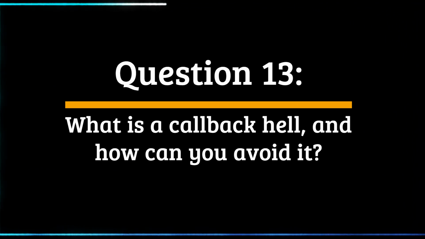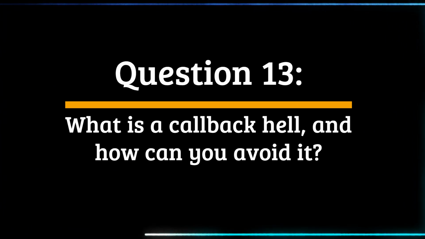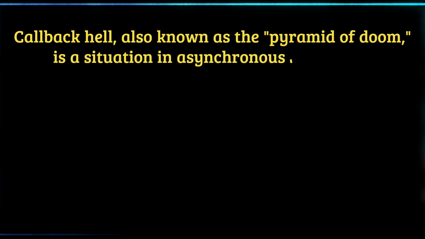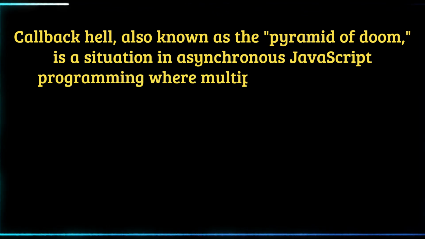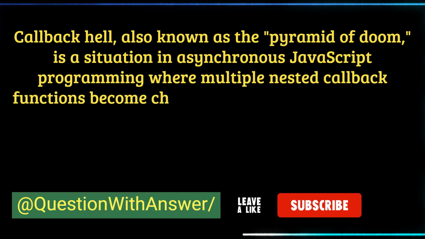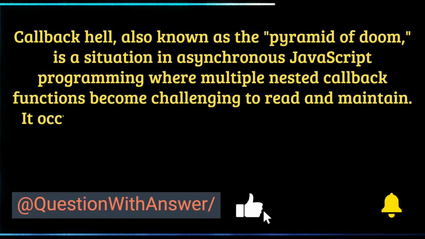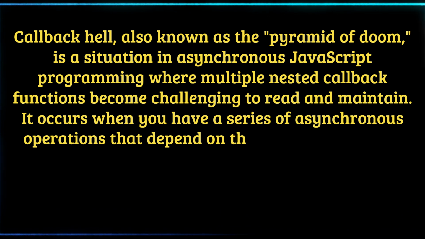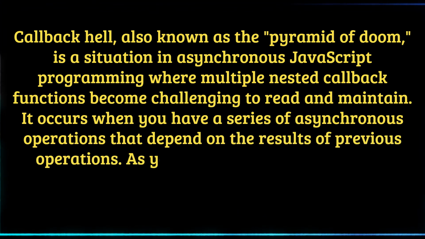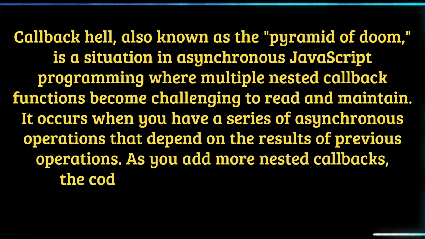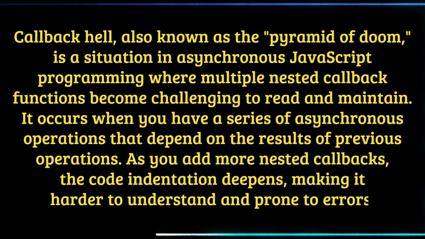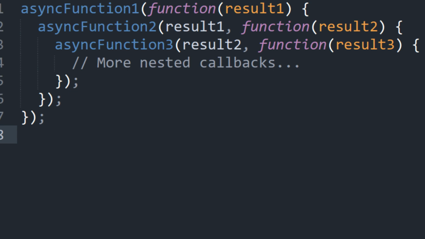Question 3. What is a callback hell, and how can you avoid it? Callback hell, also known as the pyramid of doom, is a situation in asynchronous JavaScript programming where multiple nested callback functions become challenging to read and maintain. It occurs when you have a series of asynchronous operations that depend on the results of previous operations. As you add more nested callbacks, the code indentation deepens, making it harder to understand and prone to errors. Here's an example of callback hell.